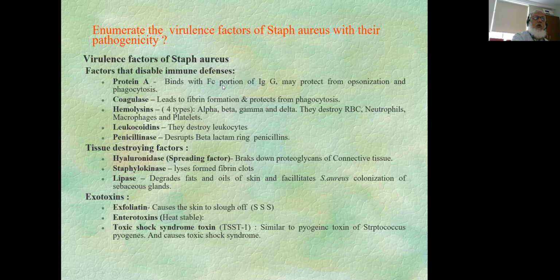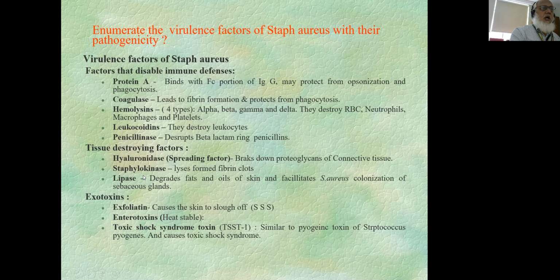Protein A binds with the Fc portion of IgG. It's unusual. Usually, antibody binds with the Fab portion, but this binds with the Fc portion. It may protect from opsonization and phagocytosis. Coagulase leads to fibrin formation and protects from phagocytosis. Hemolysins destroy RBCs, neutrophils, macrophages, and platelets. Leukocidin destroys leukocytes. Penicillinase disrupts the beta-lactam ring of penicillins.